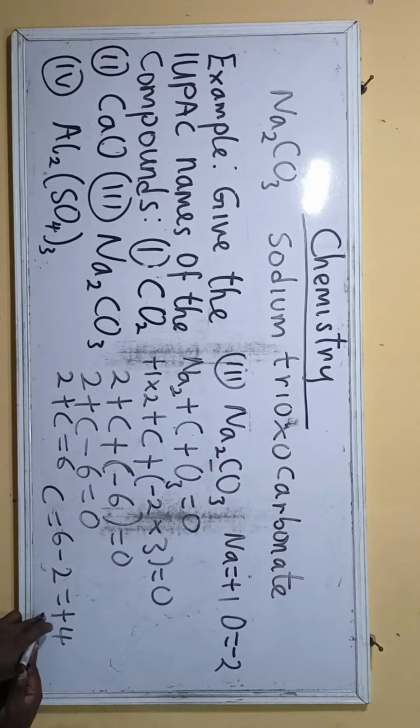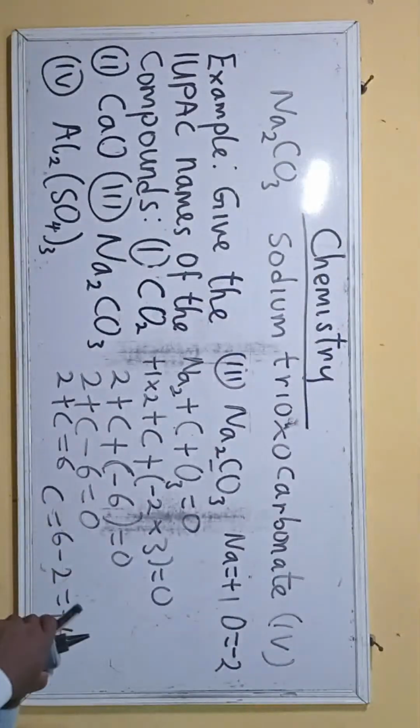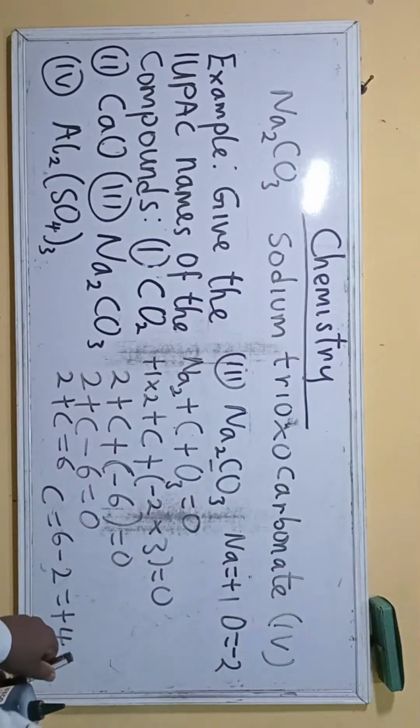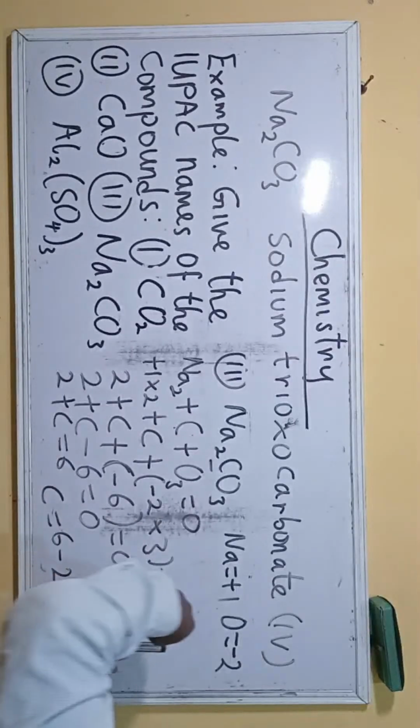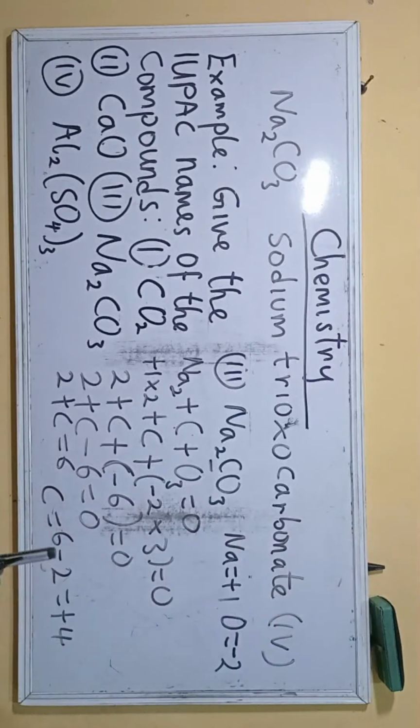This 4 I have here. Carbonate 4. This is the name of this compound. Sodium trioxo carbonate 4. Let me refill this ink. So this is the name of this compound: sodium trioxo carbonate 4.